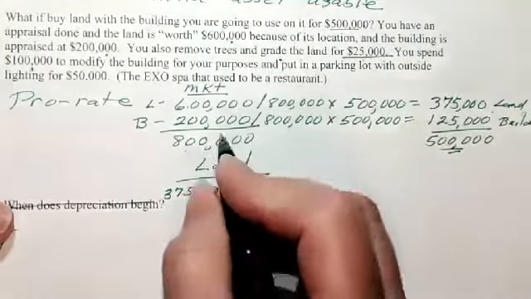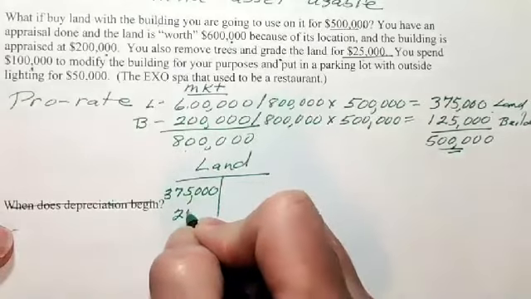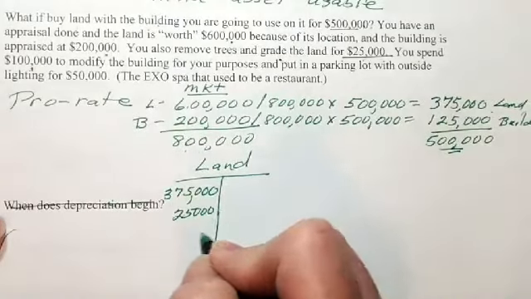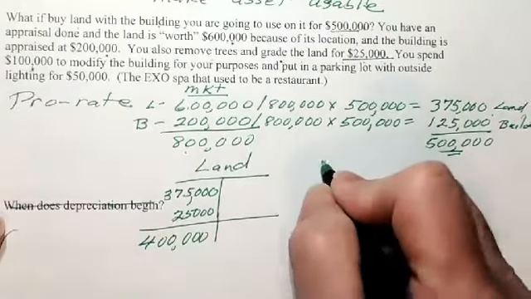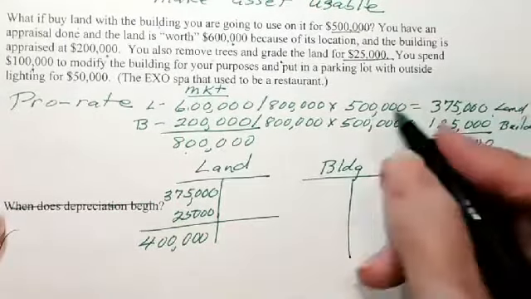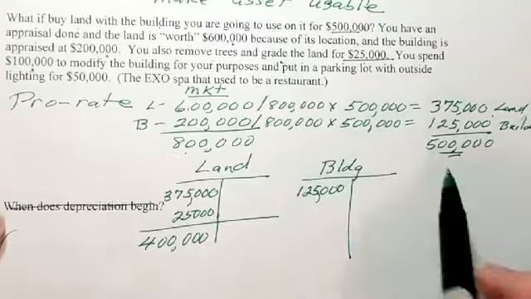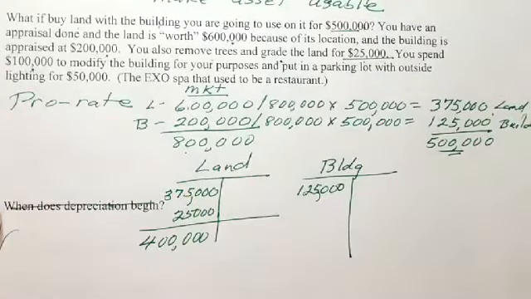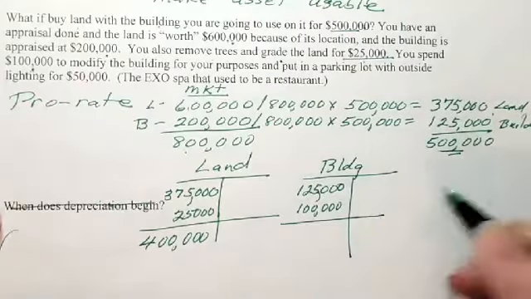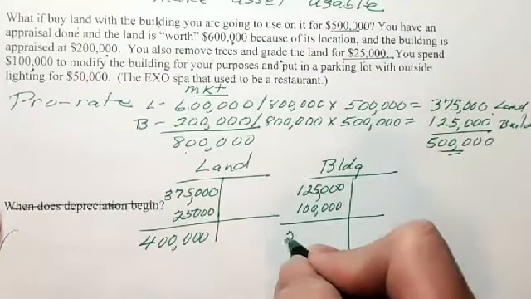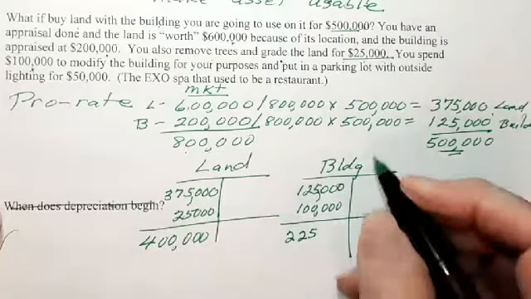So there's going to be another 25,000 I'm going to stick in that account. So my land is actually going to get valued at 400. My building, I'm going to start out at 125. Then I needed to modify it to make it worthwhile for my business. I'm going to put in another 100,000. So that's going to be valued at 225.